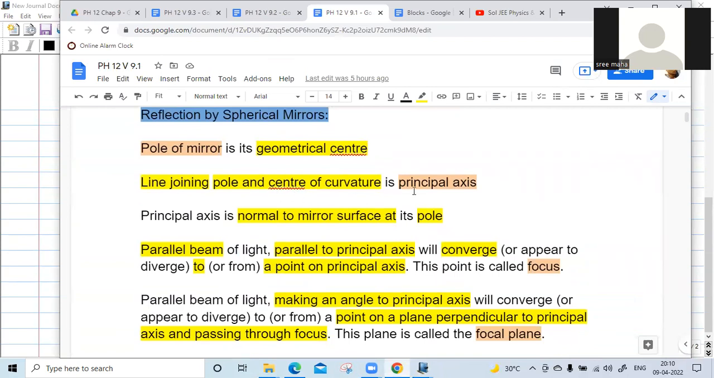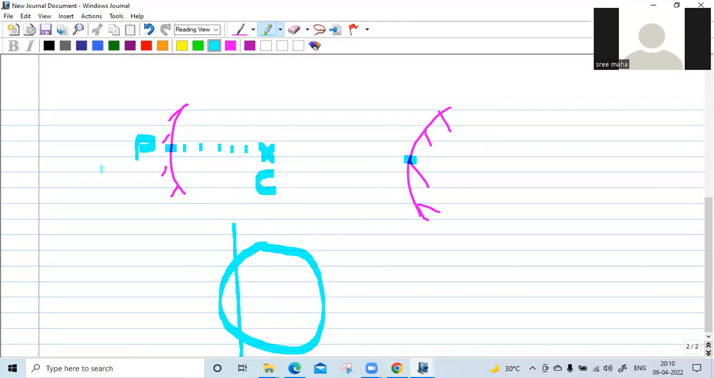The line joining the pole and the center is called the principal axis. So this straight line is the principal axis. Extend the line from the pole through the center to the other side. This is called the principal axis, and this is the radius.